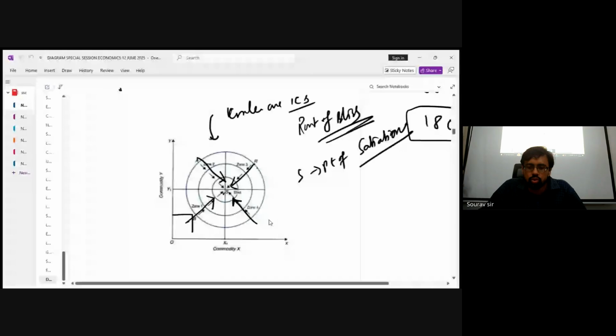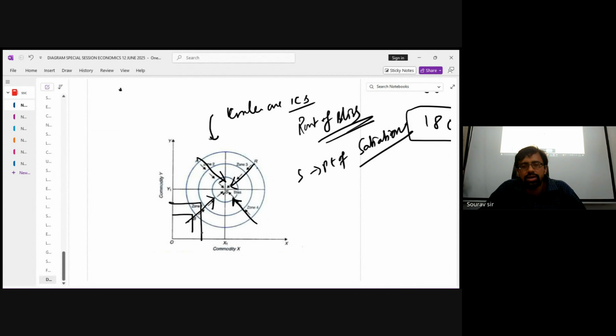What is the speciality of zone 3? Zone 3 is the only case where X and Y both are increasing. Zone 3 है ना, ये 4, sorry, zone 1, 4, 3 and 2. So zone 1 is the only case where people are expecting more and more.